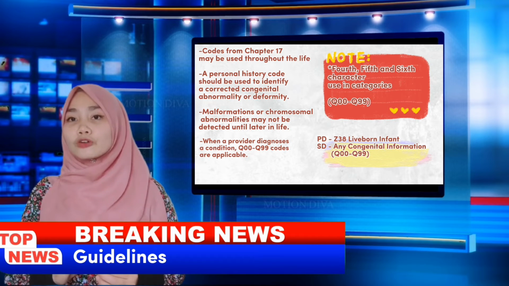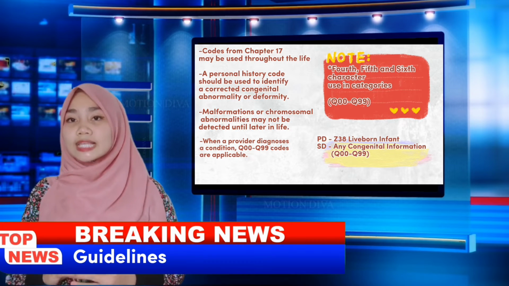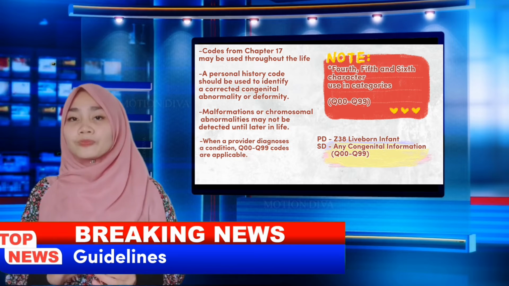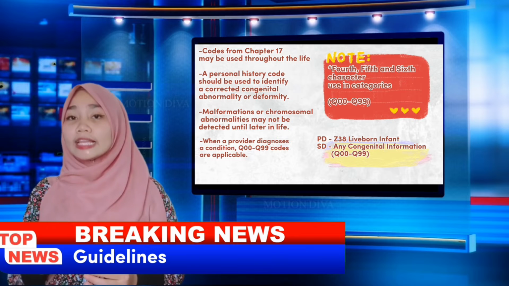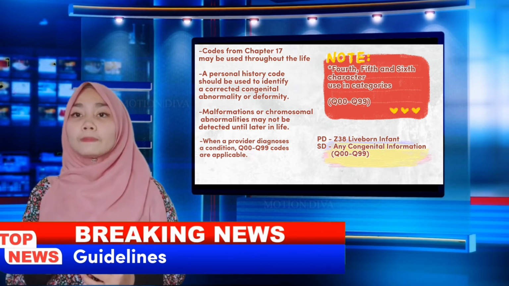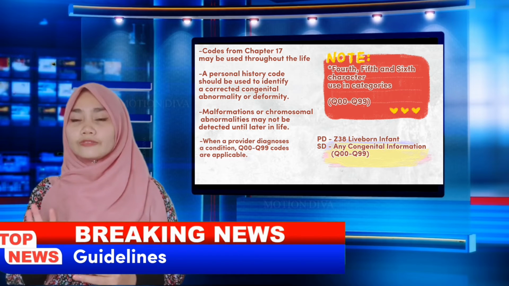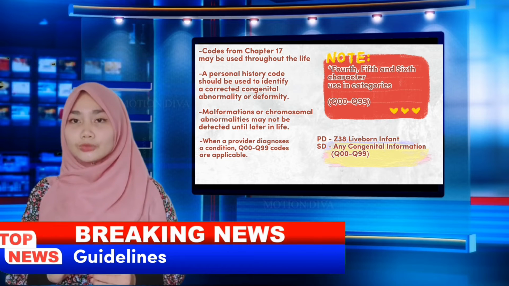The relevant code from category Z38, liveborn infant, should be sequenced as the primary diagnosis, or PD, for a newborn admission, followed by any congenital anomaly code Q00 until Q99 according to the place of birth and type of delivery. Fourth, fifth, and sixth characters used in categories Q00 until Q99.